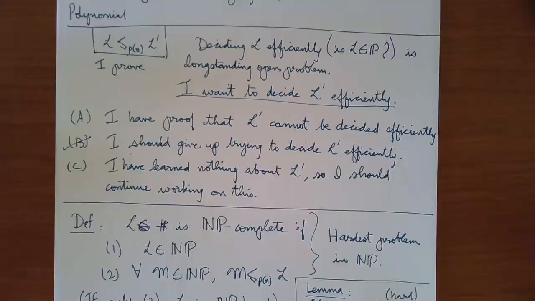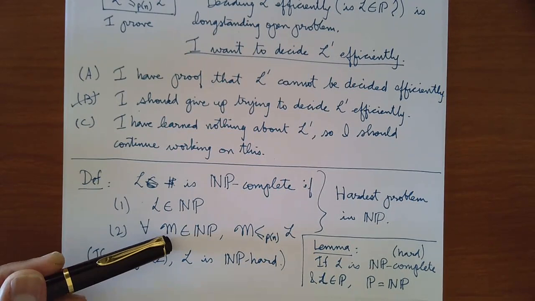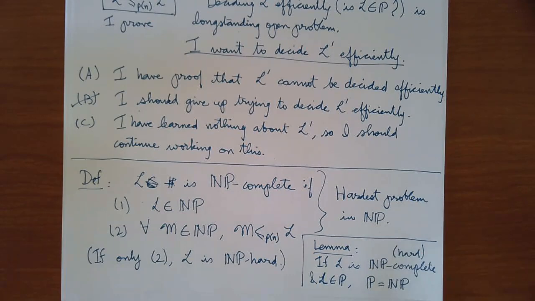Now you might say, this seems like such a strong property to hold, that all languages in NP should be reducible to this one language. Does such a language even exist? It's a natural question. And it turns out there's actually a very simple syntactic way of coming up with an NP complete language.